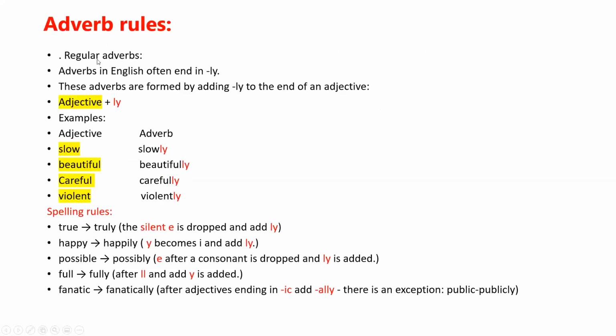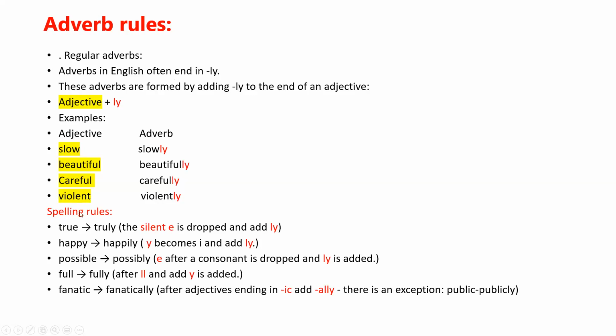Adverb rules. Regular adverbs are those that often end in "ly." These adverbs are formed by adding "ly" to the end of the adjective. For example, slow, slowly, beautiful, beautifully, careful, carefully, violent, violently.